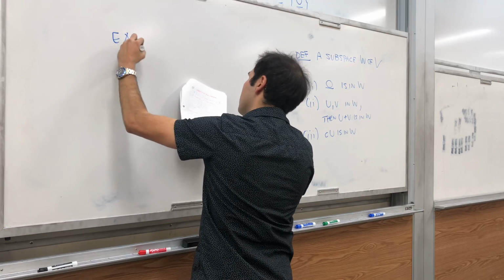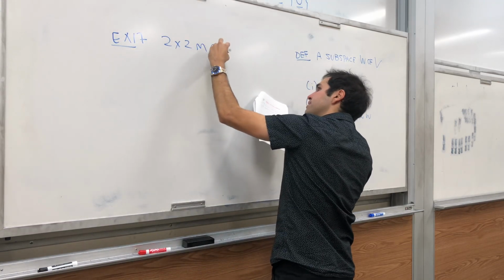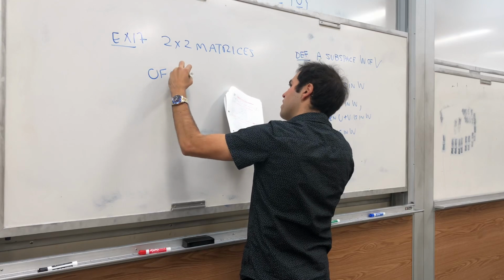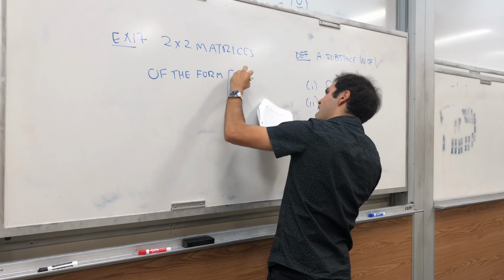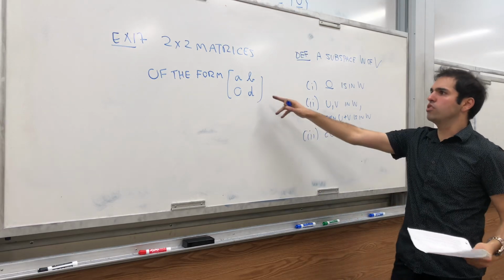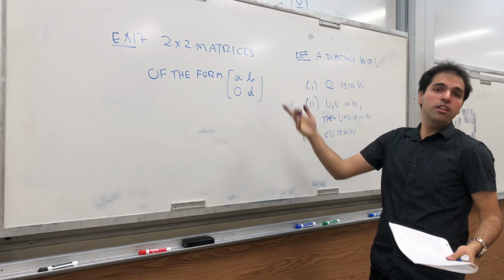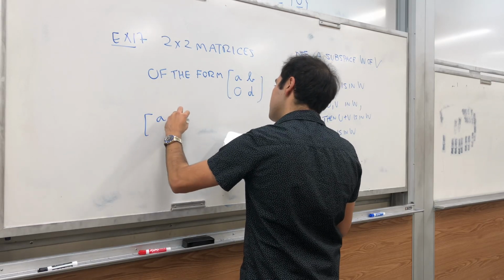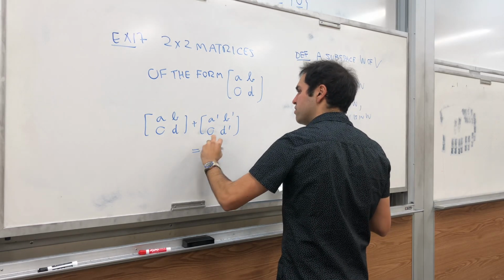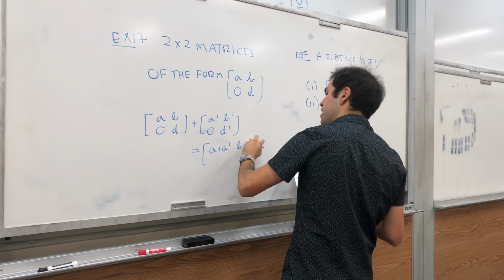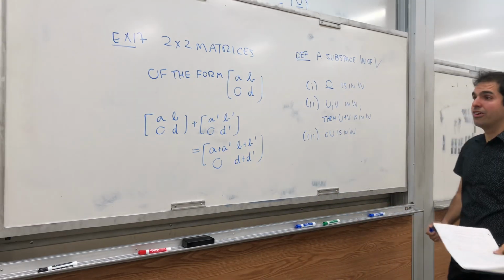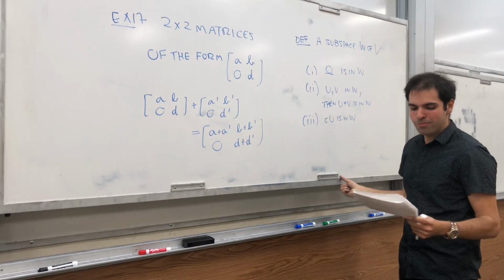For example, example 17, 2 by 2 matrices. The mother vector space is the set of 2 by 2 matrices, but of the form [a b; 0 d], where the third entry is 0. And you can indeed check that if you take 2 matrices of this form and add them, you get a matrix of this form. For example, [a b; 0 d] plus [a' b'; 0 d'] is [a+a' b+b'; 0 d+d']. And indeed, this last entry is 0. So this gives us another example of a subspace.